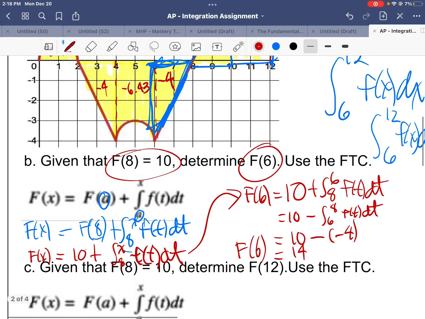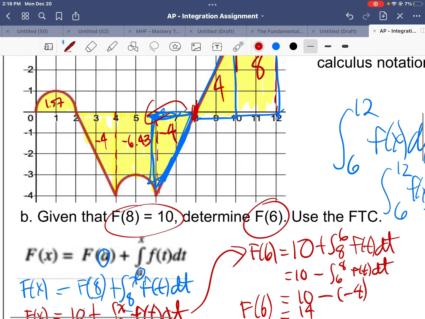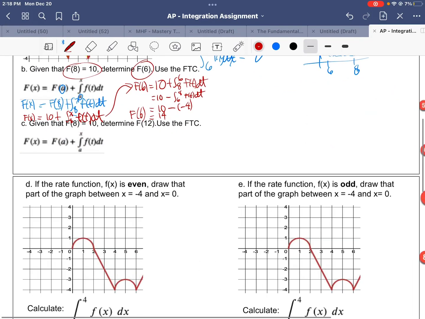Let's see if that makes sense. So I know at x equals 8, the y value is 10. Going backwards in time, I know the function was decreasing. In other words, the original function was going downhill because this is a negative value, the rate. So if the y value here was 10 on F, does it make sense that up here it's 14? Well, of course it does, because the function was decreasing. The rate was negative, okay? The function was decreasing. All right, let's do this one now.